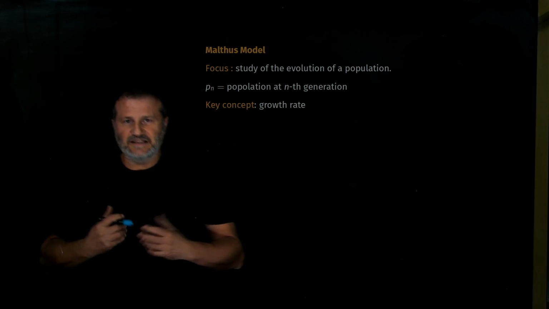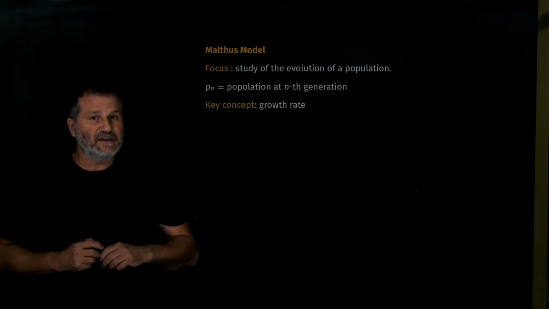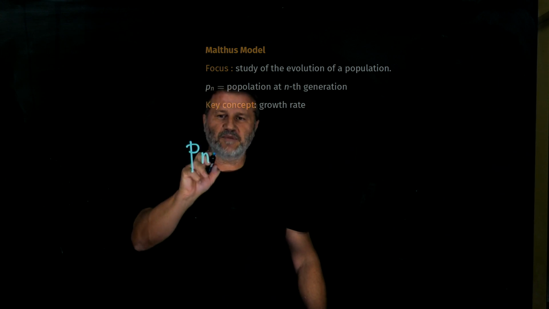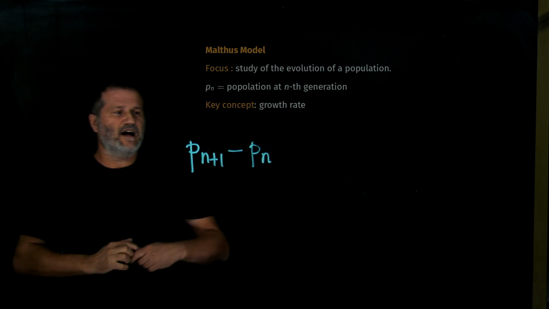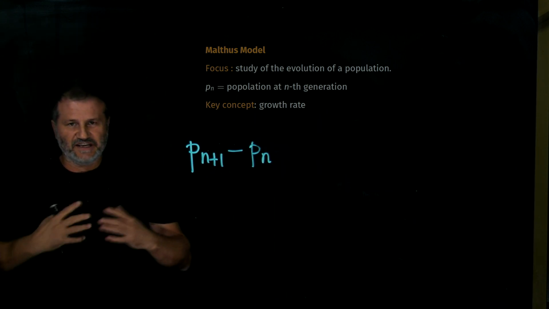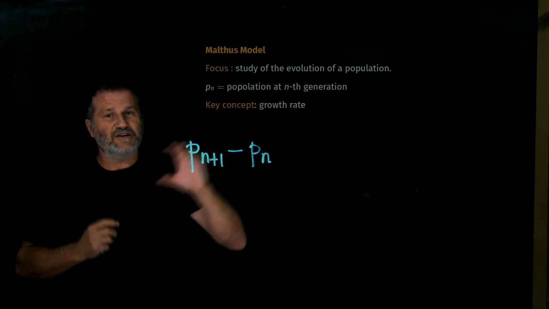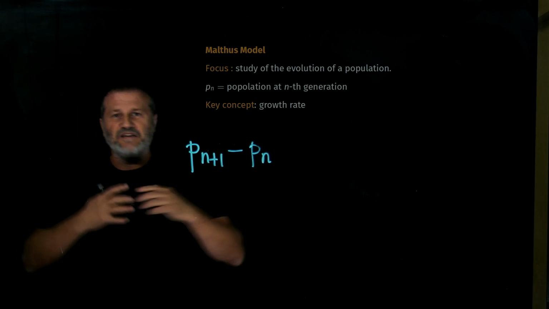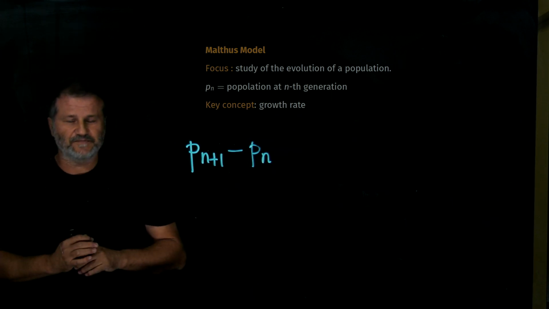Now, if you want to study the evolution of the population, you want to see how Pn changes with n, you will be interested in variations of Pn. So in quantities like this, Pn+1 minus Pn. This quantity represents how Pn changes from time n to time n+1. So for example, if this quantity is positive, it tells us that the population has grown from time n to time n+1. Vice versa, if negative, it tells us that this is smaller than this, so the population has reduced.